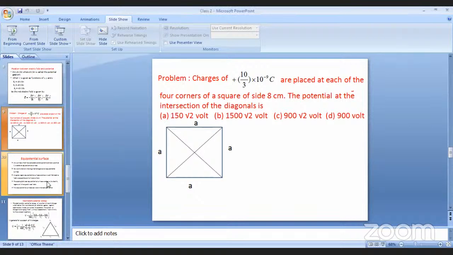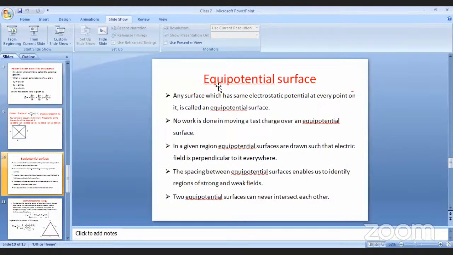Then the next thing is equipotential surface. As you can see from the name itself, equipotential. That means the potential is equal. So when you see that the potential is the same at all points on a surface, that is called equipotential surface. Okay, when you have a surface and in that surface, when you have the same electrostatic potential at each point, then that is called equipotential surface.